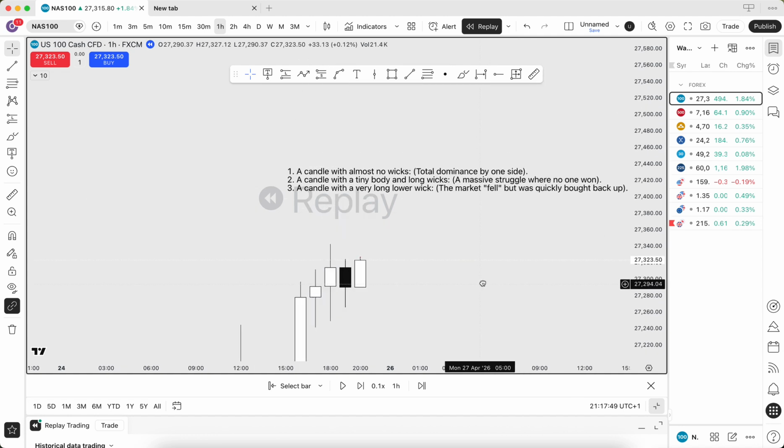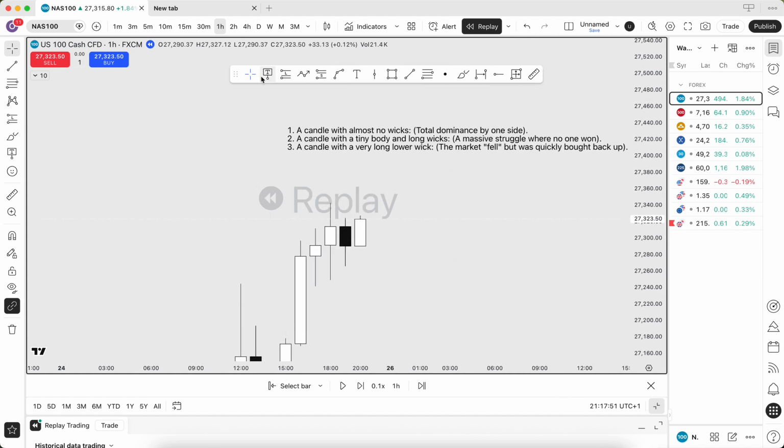So I'm going to leave us with an assignment. Let me write it down here. Assignment: I want you to identify a candle with almost no wick, just like this one, in your own chart. This is total dominance by one side. Look at it. You can't find a candle without a wick, but you can find a candle with almost no wick.